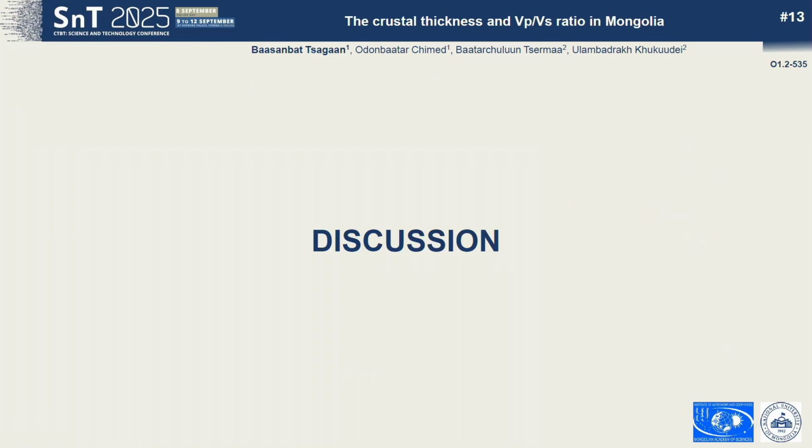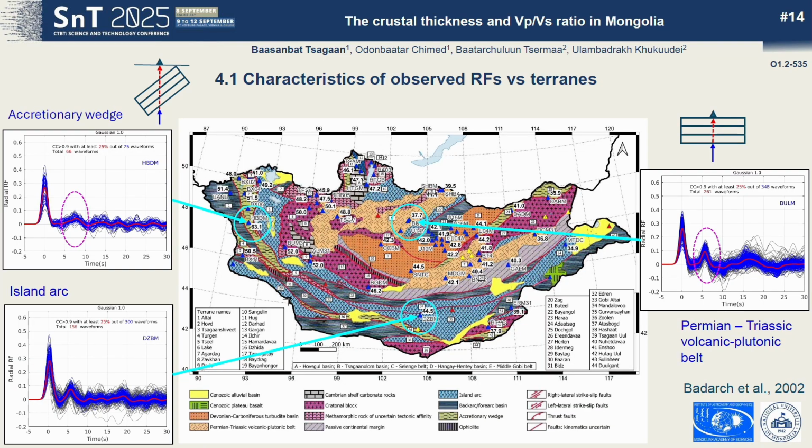Now we are moving to the discussion section. We observed that the amplitude and features of the Moho converted Ps phase and crustal multiples vary between stations. For example, a strong Ps phase is seen at the BULM station and DZBM station. However, we don't see a strong one. We see a very weak Ps phase at the HBDM station, which is located in Western Mongolia.